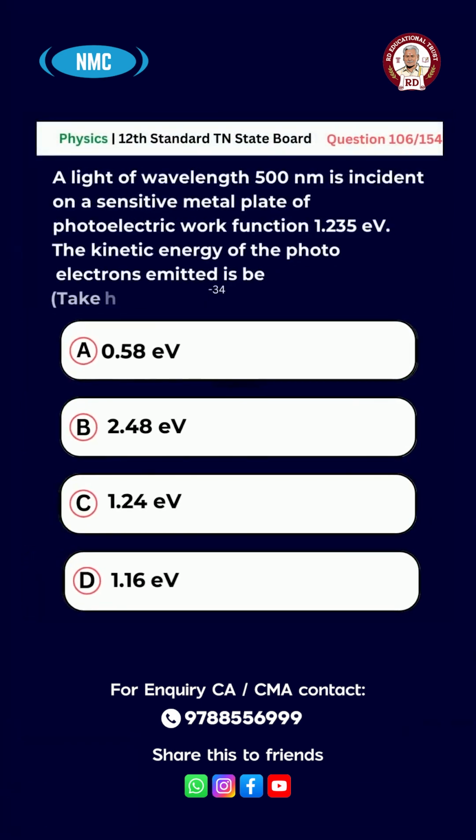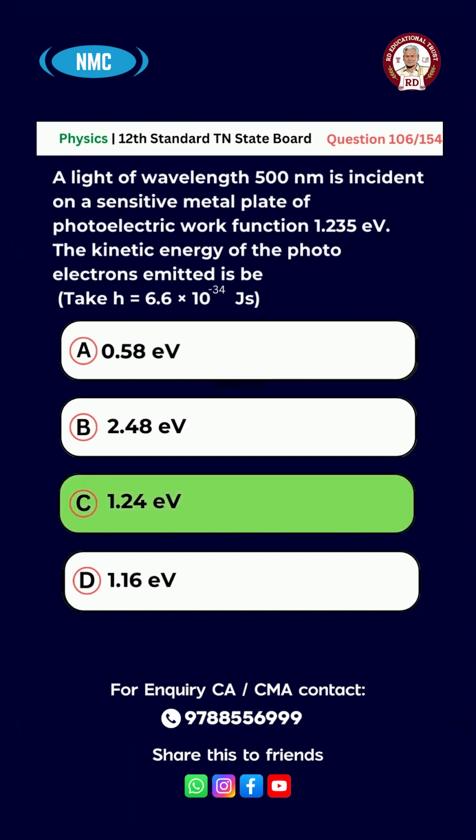Question number 106. A light of wavelength 500 nm is incident on a sensitive metal plate of photoelectric work function 1.235 eV. The kinetic energy of the photoelectrons emitted is? Take h equal to 6.6 × 10^-34 Js. Option A 0.58 eV, B 2.48 eV, C 1.24 eV, D 1.16 eV. And the right answer is option C 1.24 eV.